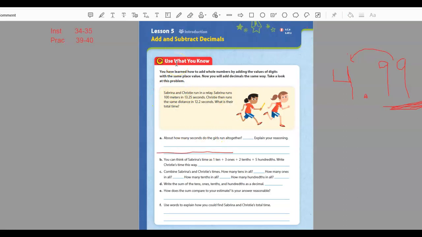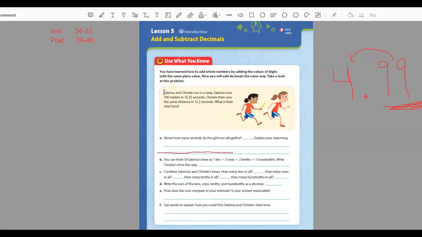So this first lesson is always use what you know. It's going to be something that the designers of the book are hoping that you're going to recall some information that you know, and that is adding. You know how to add whole numbers. So now we're going to try to teach you ways to add the decimals as well. So let's read the problem together.